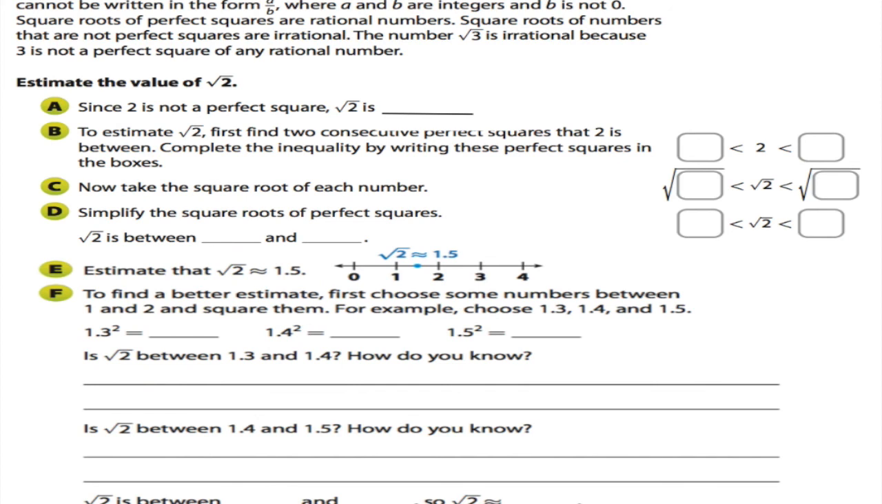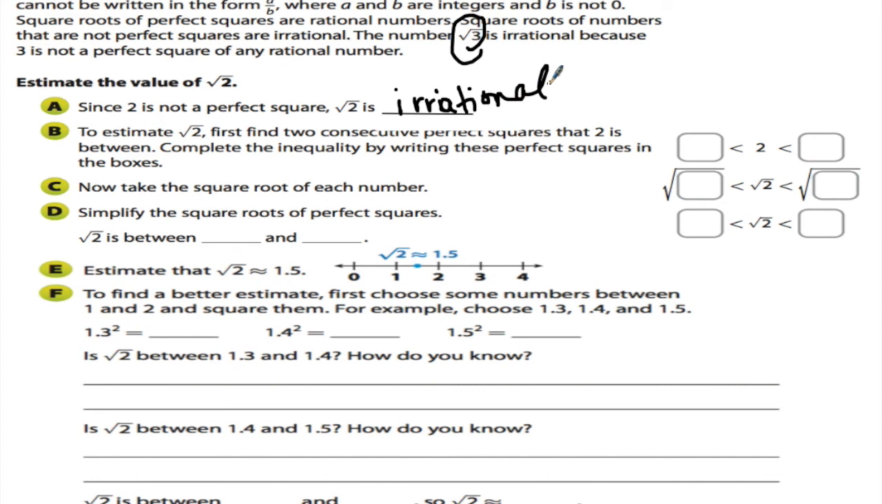So basically, any number that isn't a perfect square that's put under a square root is going to be an irrational number. Okay? So the square root of 2, nothing times itself gives us 2. So the square root of 2 is irrational, but we're going to try to estimate its value by looking at where it is. So since 2 is not a perfect square, we know that the square root of 2 is irrational.